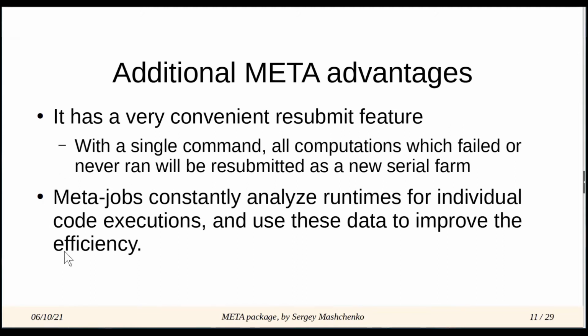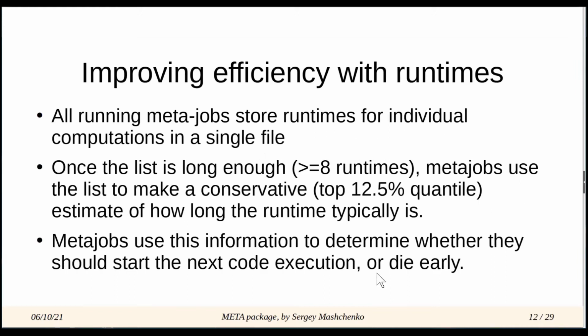There is another, somewhat more technical but still important, advantage of Meta, which results in even more efficiency compared to other approaches. It comes from the fact that all the meta jobs constantly store not just exit statuses, but also the individual runtime for each code execution, and then use this data to improve efficiency. In more detail, all these runtimes are stored cumulatively in a single file from all the meta jobs. Once the list is long enough, more than 8 runtimes, the meta jobs use it to make a conservative probabilistic estimate of how long the runtime typically is.